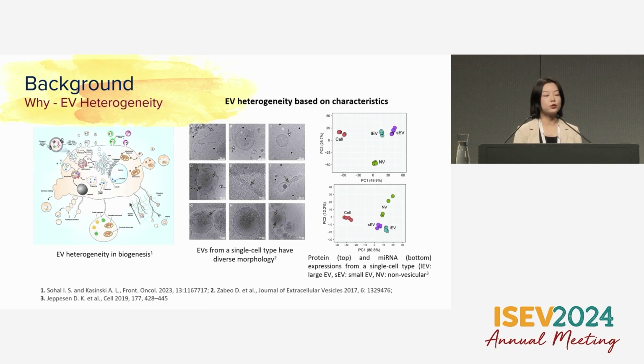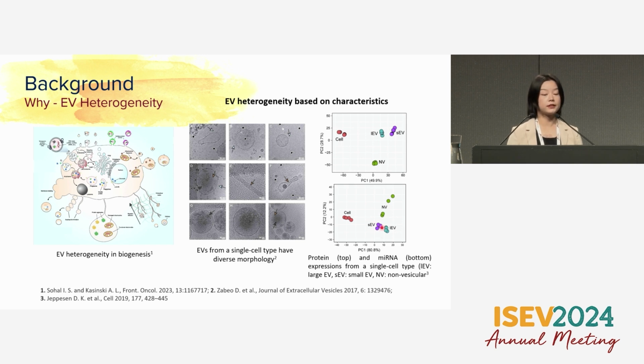So first, let's have a look at why we need to perform those single or digital EV analysis. Well, the first very obvious reason is, of course, because of their heterogeneity, originated from their different biogenesis, which can be then observed on their physical characteristics, either because of the different morphologies, even they are from single cell type, or there are different cargos, such as proteins and nucleic acids in different EV subpopulation.